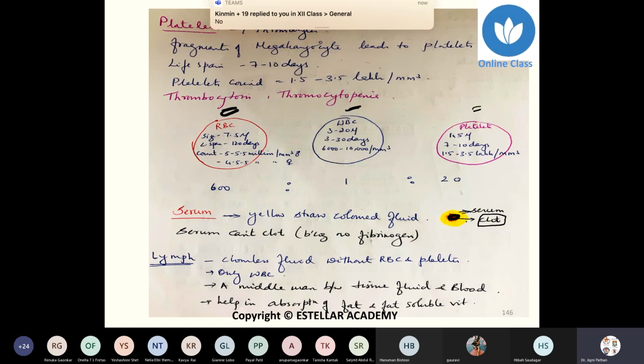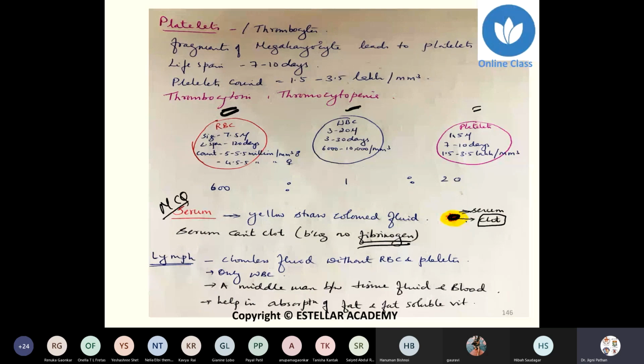Very important question. If somebody asks you an MCQ question, this is an MCQ question. Many times this question is asked. Can serum clot? No. Why? Because they do not have fibrinogen.